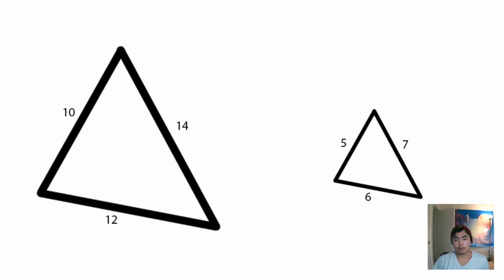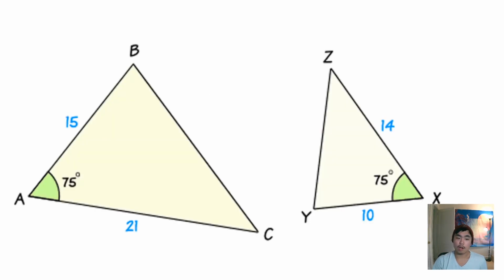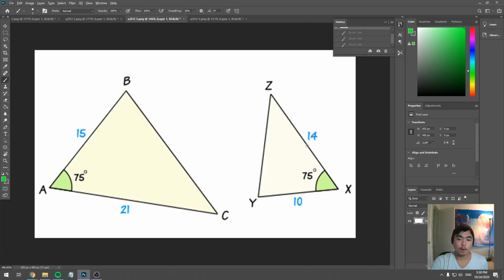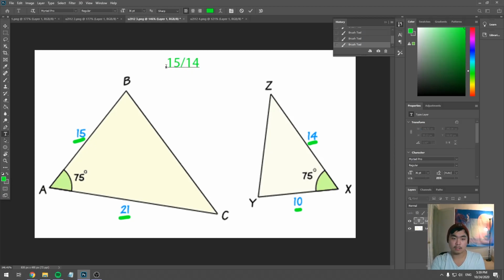All right, so let's go on to a problem. Let's think about how we prove that these are similar. Well, we have a side, an angle, and a side. Let's see if SAS works. So 15, 14, let's assume those are corresponding sides. 21 and 10, let's assume those are corresponding sides. Let's try it out. So 15 over 14 equals 1.07-ish. 21 over 10 equals 2.1.